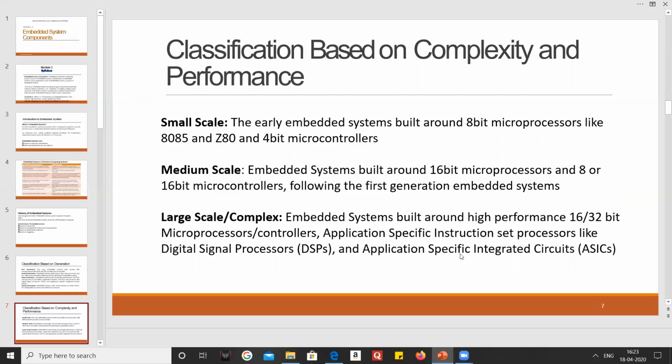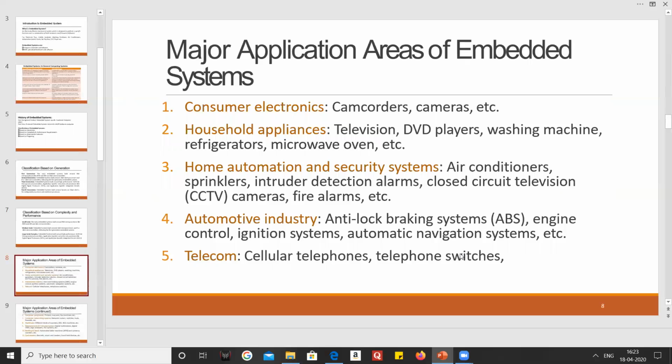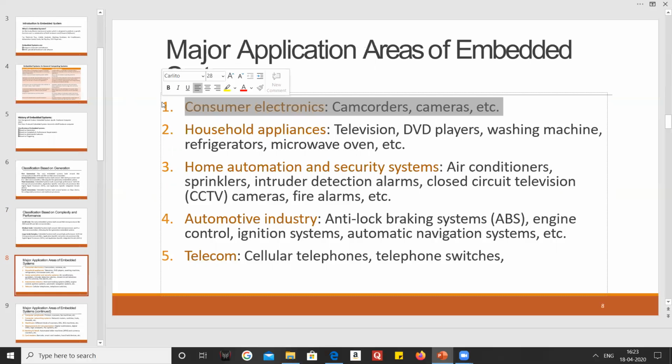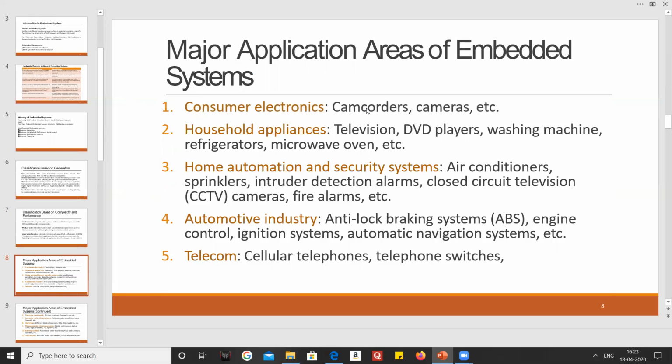So now let's summarize in the next slide the major applications, some of which we have seen in our day-to-day life. Let us see what comes under embedded systems. Here you see consumer electronics, camcorders, cameras, and household appliances. Here also we are using embedded systems, like smart TVs, DVD players, washing machines, refrigerators, home automation. Here you're seeing air conditioners, sprinklers, intruder detection alarms, CCTVs, and you see all this every day. In the automotive industry, you're using anti-lock braking systems, engine control, and ignition systems. In the telecom sector, you're using telephones and telephone switches.